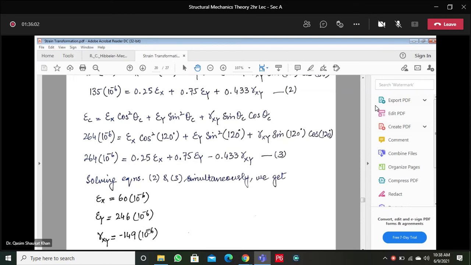Please solve this and let me know whether you are getting these answers or not, because this is the plane state of the strain, and from here onwards we will calculate the principal strains and maximum in-plane shear strain.